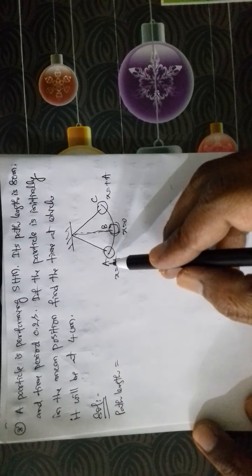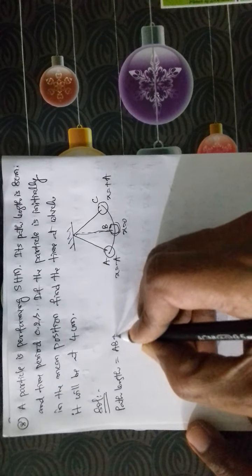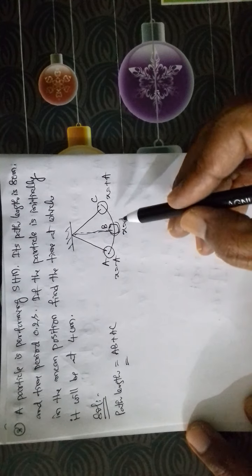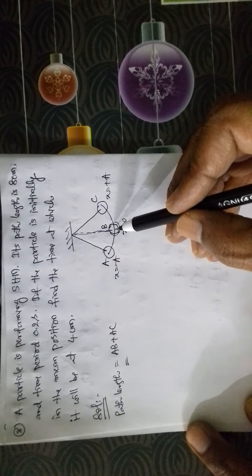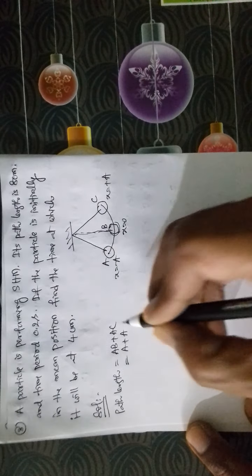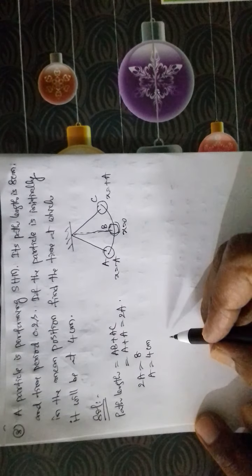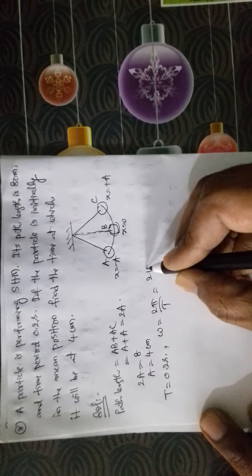A particle is performing SHM. Its path length is 8 cm. Path length means AB plus BC. See, this is 0, this is A. So here to here, the distance is A, the amplitude, and here to here, amplitude. So A plus A, that is 2A, the path length. So 2A is equal to how much? 8 centimeters. A is equal to 4 centimeters. Time period T is equal to 0.2 seconds. If omega is required, omega is equal to 2 pi by capital T, 2 pi by 0.2.